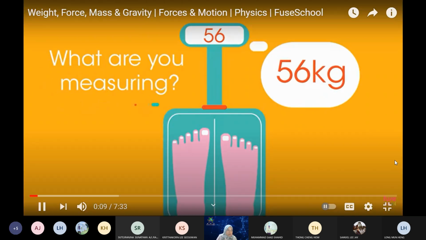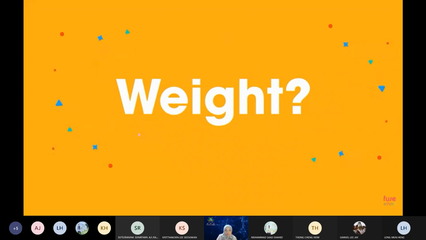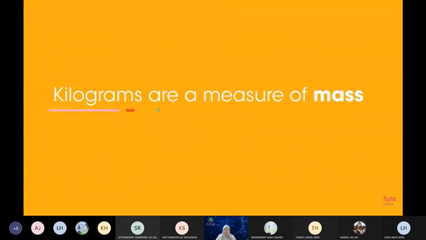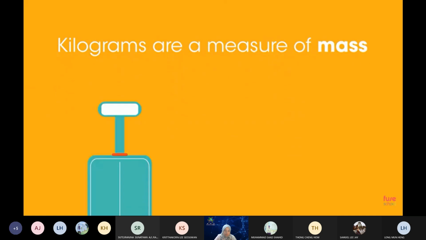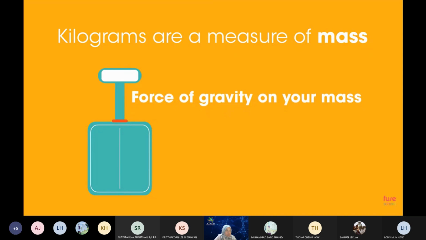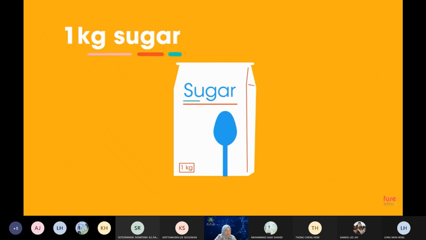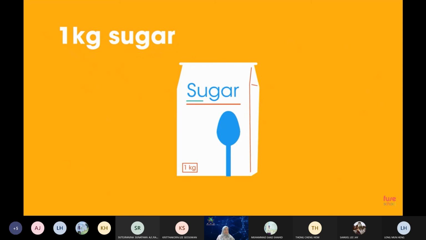From scales, what are you actually measuring? Well, if you said weight, like most people would, then you're sort of wrong. Kilograms are a measure of mass, but the scales actually measure the force of gravity on your mass. So they do actually measure weight, but this should be in units of force, newtons. Confused? Keep watching.